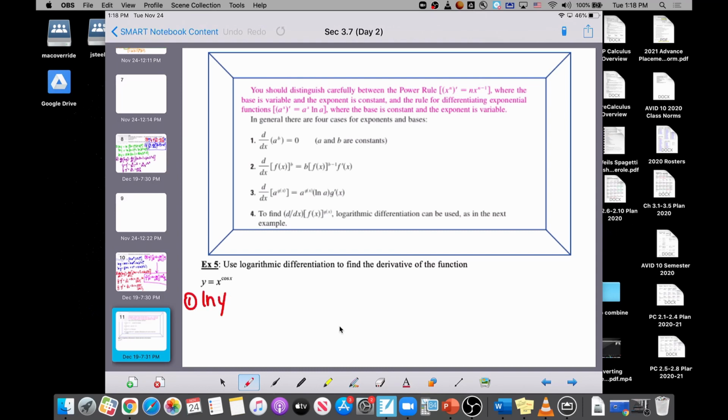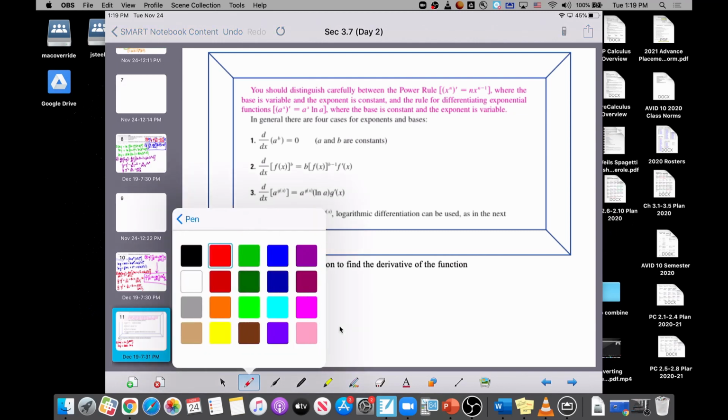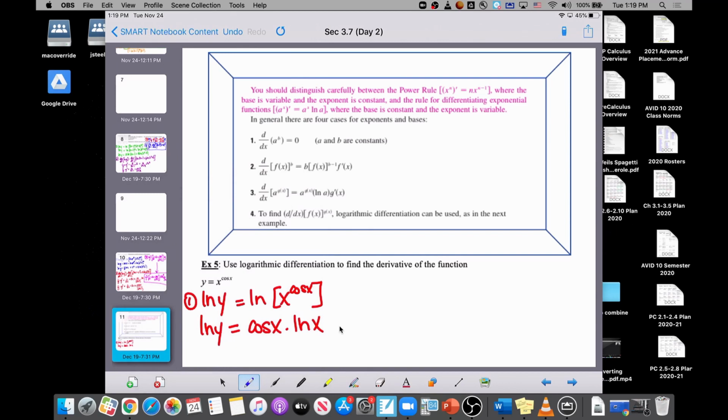So we're going to have ln y is equal to ln of x to the cos x power. And then using the laws of logs, I can bring that cos x down in front of the natural log. Again, I haven't done any calculus yet. So then I have cos x times ln x, which is a product, right? So now step 2, now I can do dy dx or d dx of both sides of the equal sign, however you want to write that.